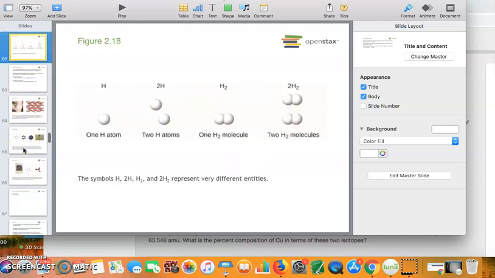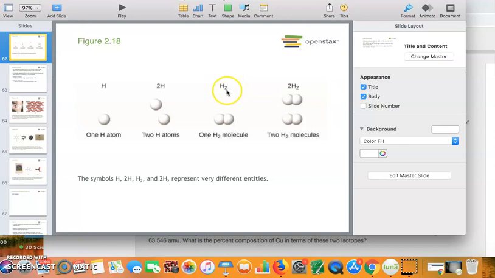All right, so here we're going to look at how we write chemical symbols and the numbers associated with them. For one hydrogen atom, it's just going to be a capital H. So we're talking about chemical formulas here. 2H refers to 2 hydrogen atoms.